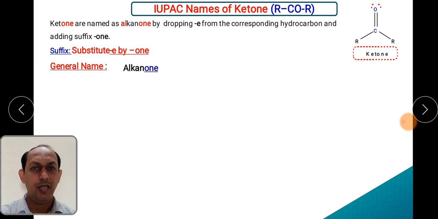Then the next family, ketone. Ketones are again the carbonyl compounds having the general structure R C double bond O R. So these ketones can be aliphatic also, can be aromatic also, or they can be mixed also. Okay, simple ketones or crossed ketones also called as. The last letter suffix E must be replaced by one. So general name क्या आएगा, alkanone.